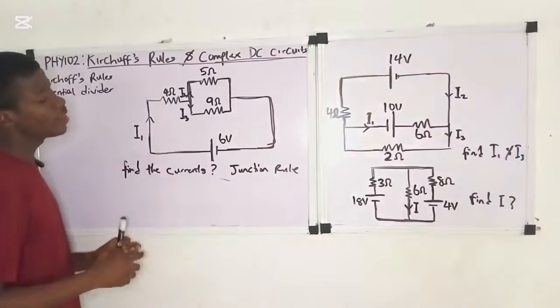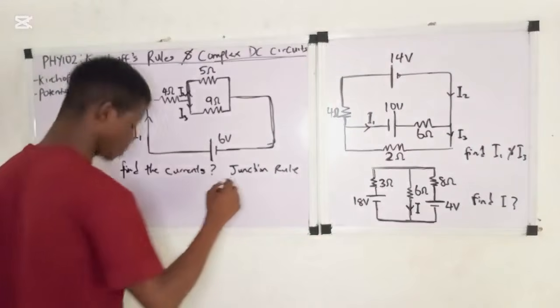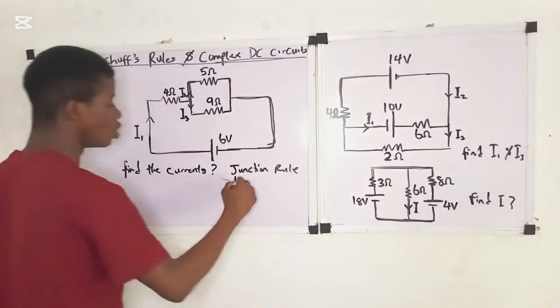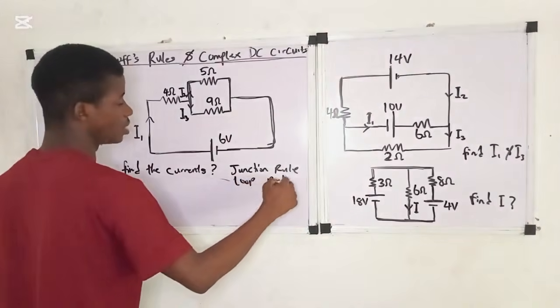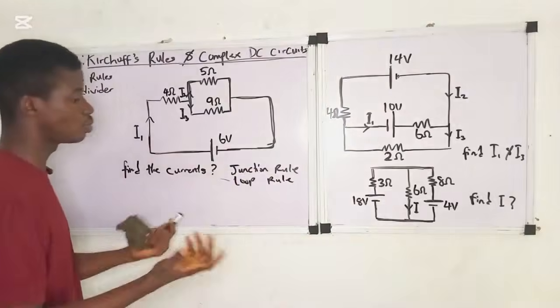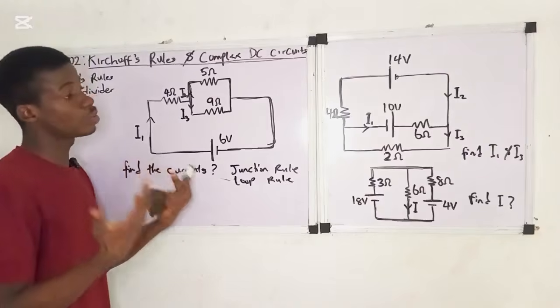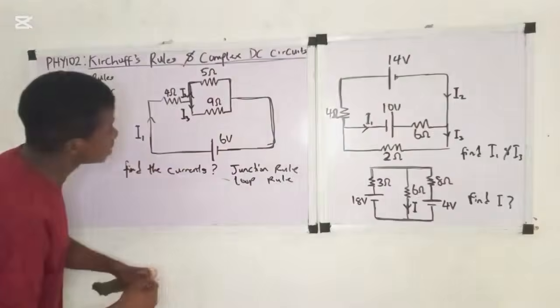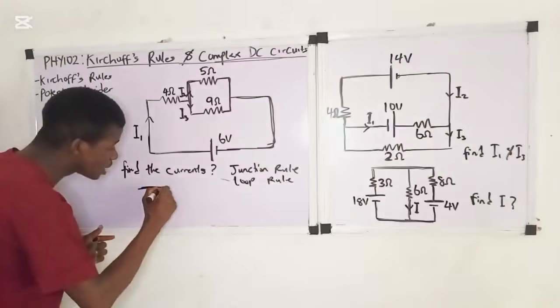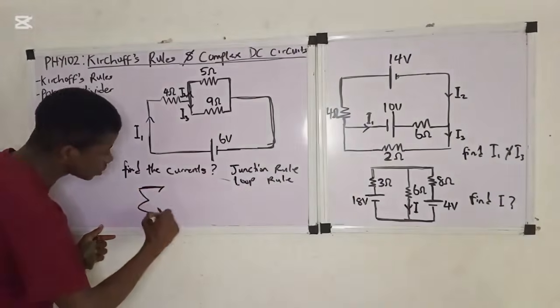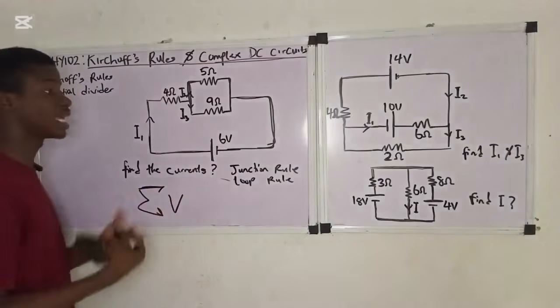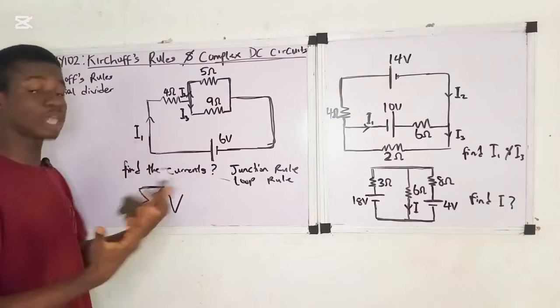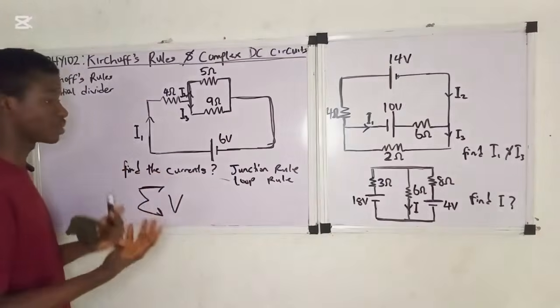Yes. Now, what is the next rule? The next rule is known as the loop rule. Now, what does the loop rule state? The loop rule states that the total voltage, or you can say total EMF, or you can say total potential difference. Let me use potential difference.